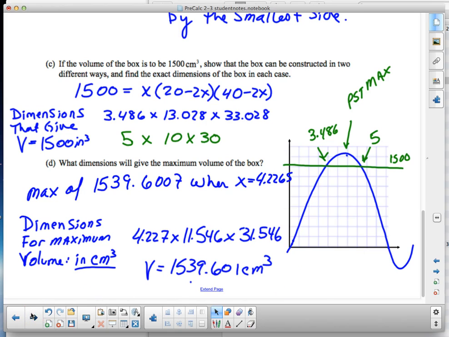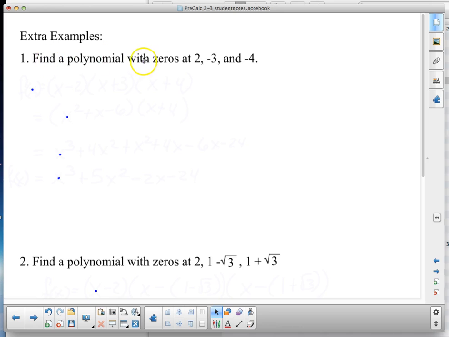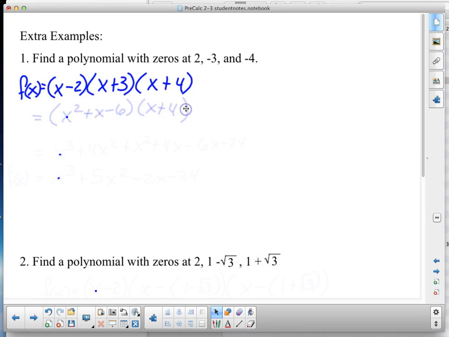Now, we're going to go do some factoring. Find a polynomial with zeros at 2, -3, and -4. Well, this came from x minus 2, x plus 3, and x plus 4. So guess what? It's time to use your algebra. And I expect you to show this work. I expect you to show it this way.